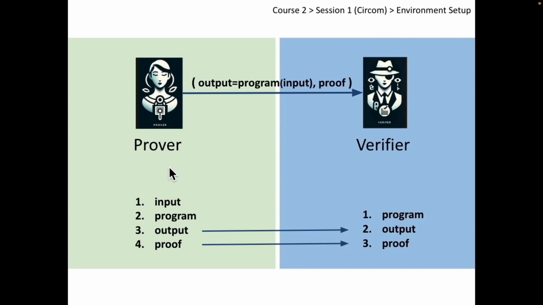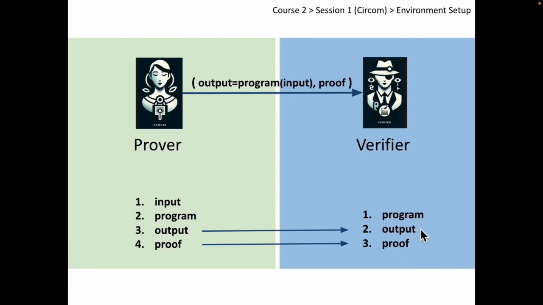As a quick review from our first course, zero-knowledge proof is a protocol between two parties, the prover and the verifier. The prover needs to show that she has specific knowledge without revealing the details. She starts with secret data, known as the input. After running a program, she generates both an output and a proof. These are sent to the verifier, who examines the proof. If the proof is valid, the verifier accepts the output.